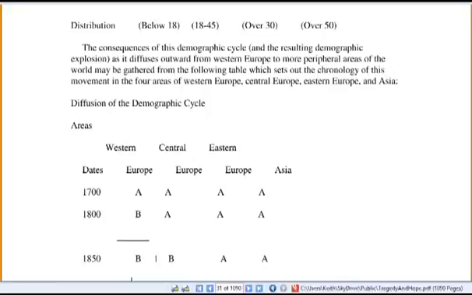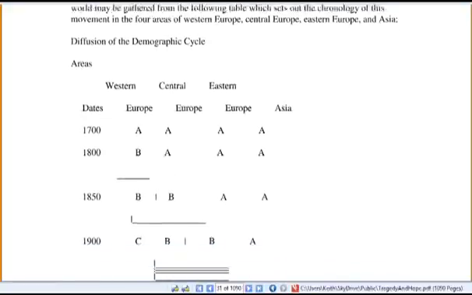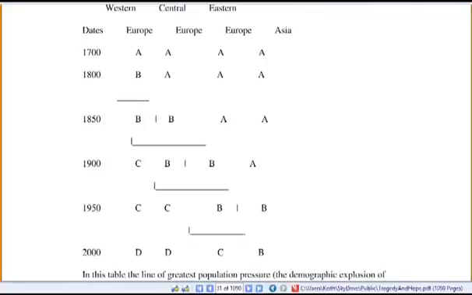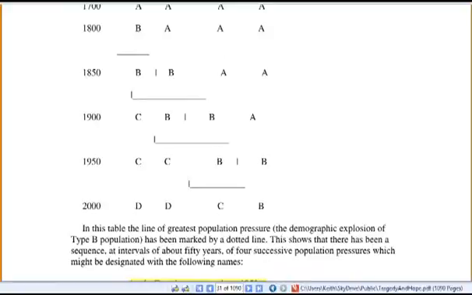Dates: 1700, A. 1800, BA. 1850, BBA. 1900, CBBA. 1950, CCBB. 2000, DDCB.